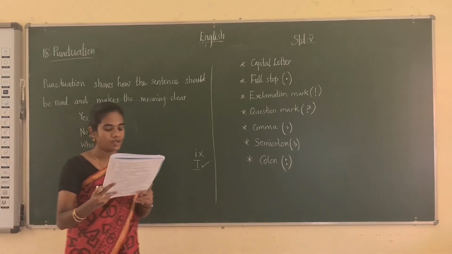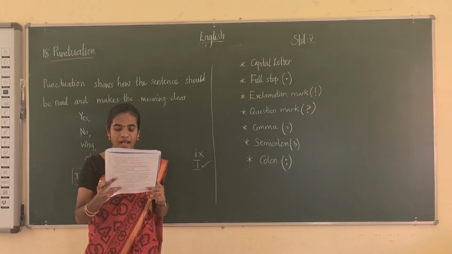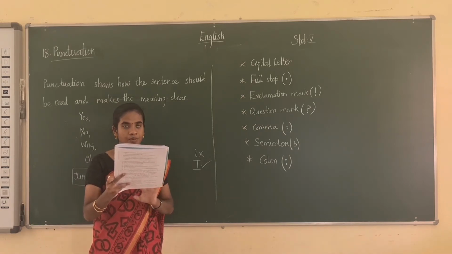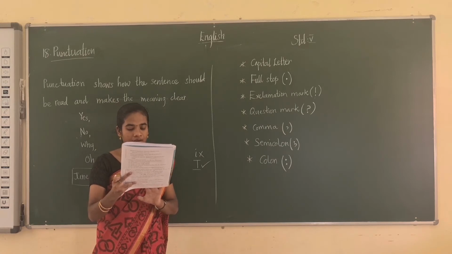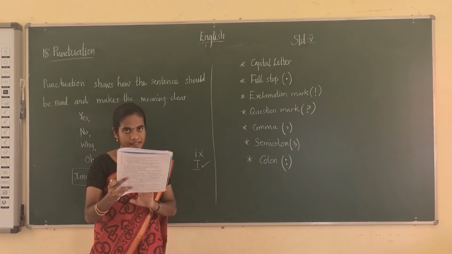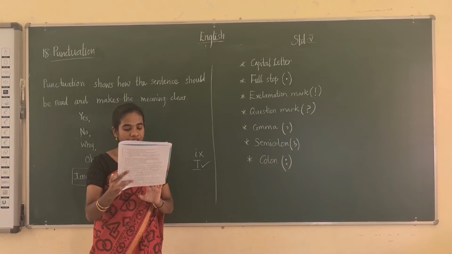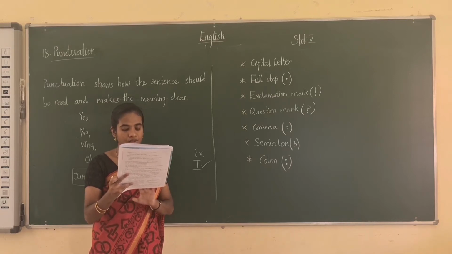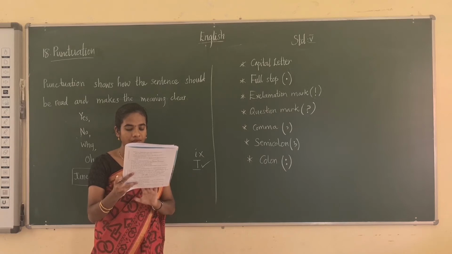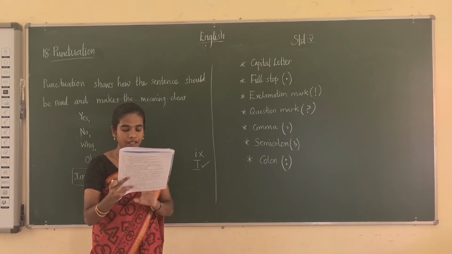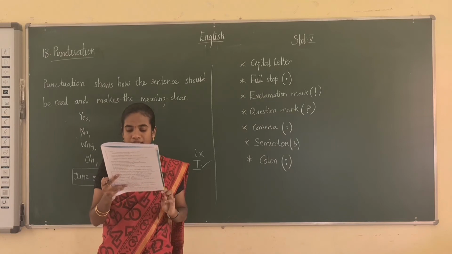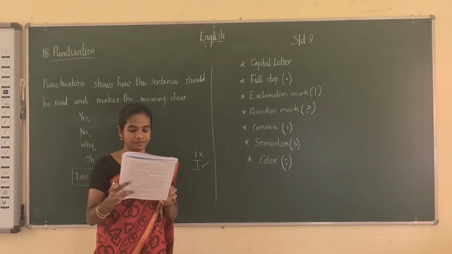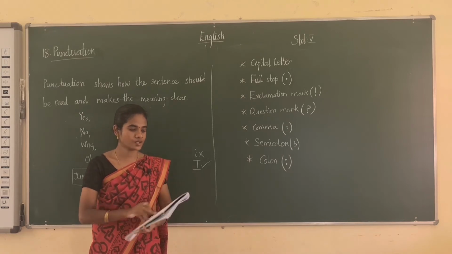Okay, see the next one, between the names of a city and the state it belongs to. So we have to put a comma between the name of a city and the state it belongs to. Rahav lives in Kanpur, Uttarakhand. So between Kanpur and Uttarakhand, between the city and the state name, you have to put a comma. Okay, see the next one.